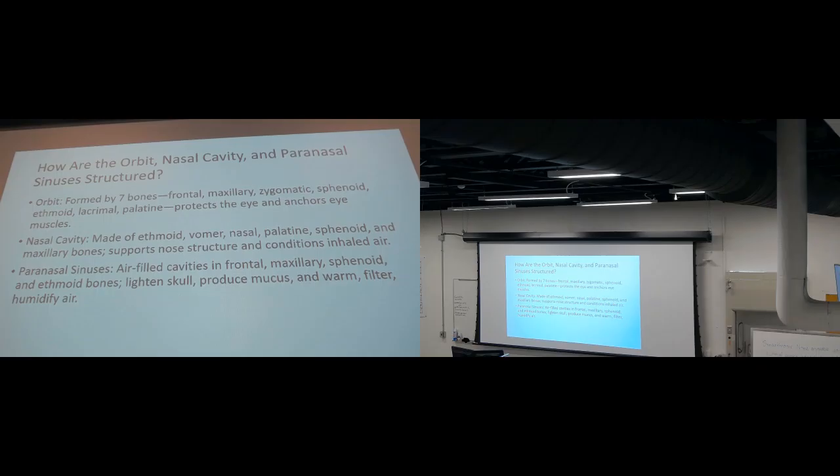Now the nasal cavity is made by the ethmoid, the perpendicular plate that we saw before, vomer, nasal bones, palatine bone, forming the floor of the nasal cavity, which is the roof of the oral cavity, and then the maxillary bones. And the function is to support the nose and help us to inhale air.